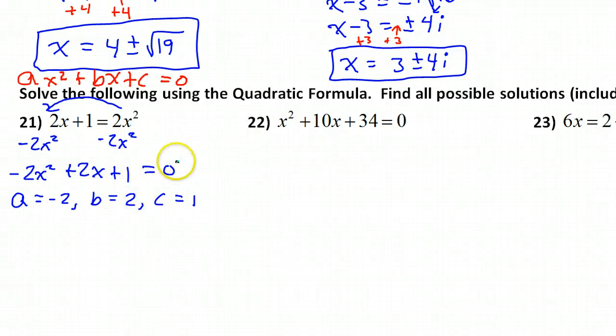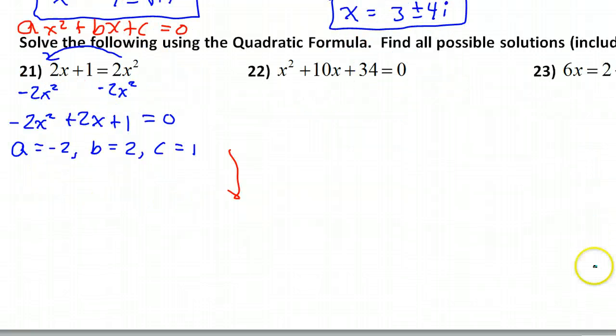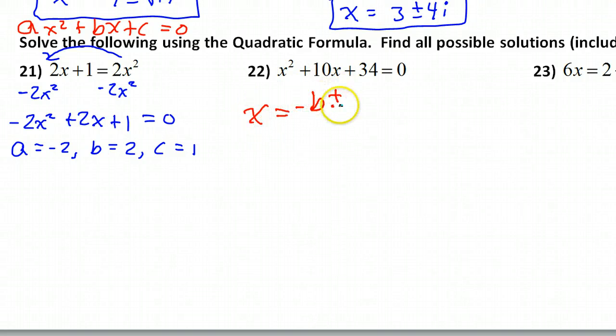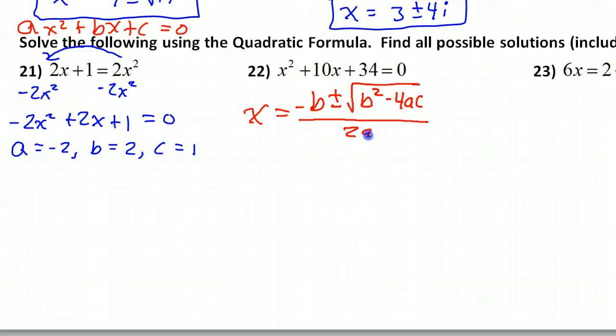Now, the quadratic formula says that if you have things in standard form like this, then the solution should be the opposite of b plus or minus the square root of b squared minus 4ac, all over 2a. This is how you get the solutions.